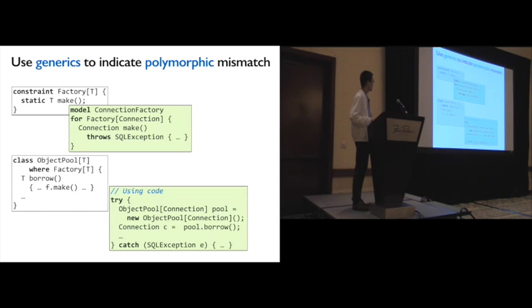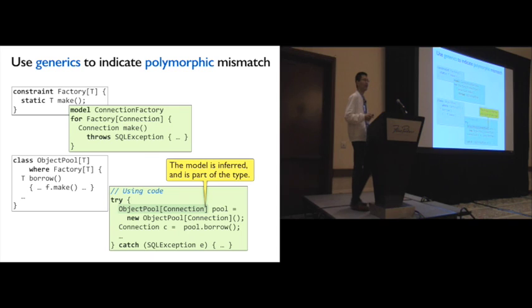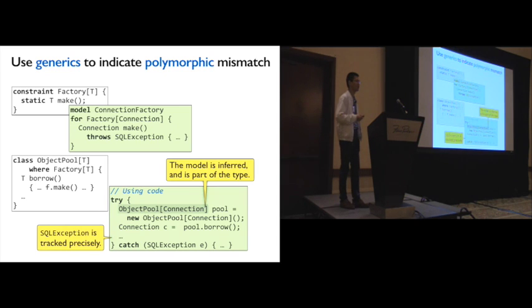The client code here creates and uses an object pool. The model being used here is connection factory. It's inferred by the compiler because there is no ambiguity in this context about which factory to use for SQL connections. And because the model being used is part of the instantiated generic type, the extra SQL exception can be tracked precisely. We can also compare this Genus code with what would happen in Java.